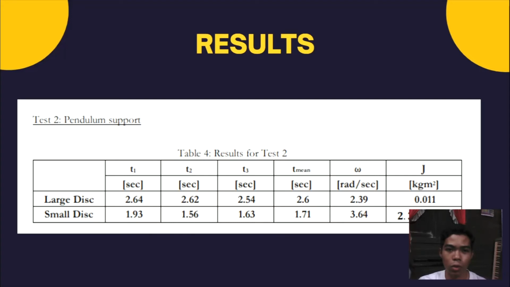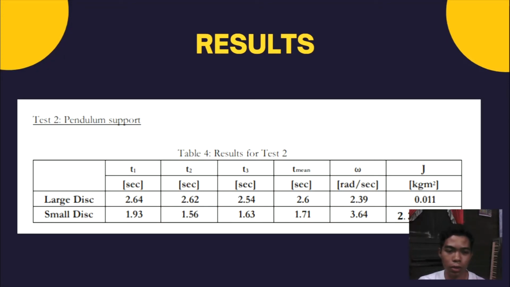I will continue with test 2, which is the pendulum support. From this table, we can see the results are divided into two, which are the large disc and the small disc. For the large disc, T1 we get 2.64, T2 2.62, and T3 2.54. For Tmin 2.6, omega 2.39, and lastly for joule, we get 0.011.